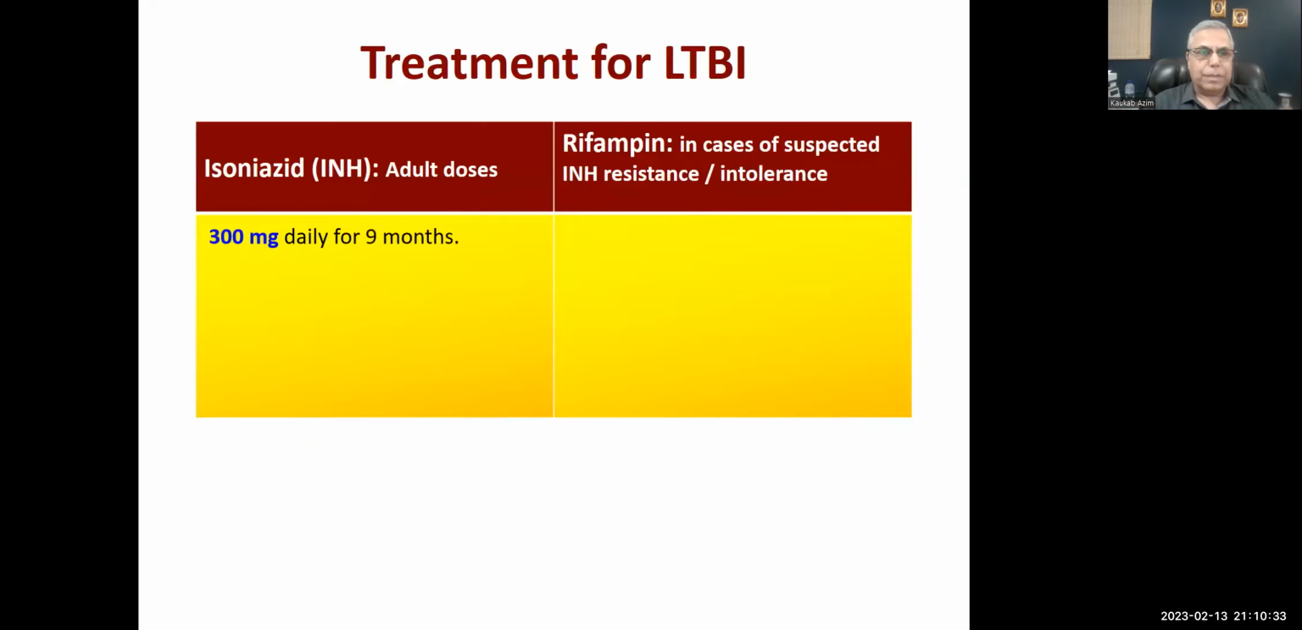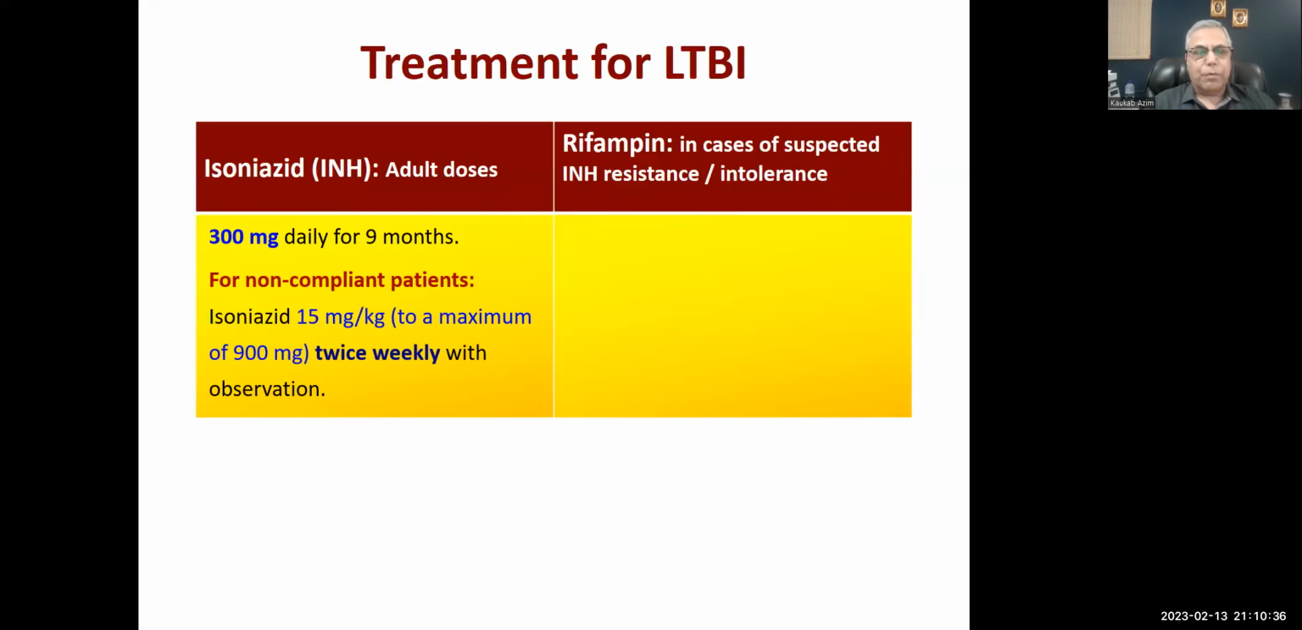Again, a repetition of the same thing. 300 milligram for 9 months for non-compliant patients. Isoniazid 15 milligram per kilogram to a maximum of 900 milligram twice weekly if they are non-compliant. But for all these cases, it's written with observation, directly observed therapy. You must watch the patient taking the drug, putting it into his or her mouth, okay?